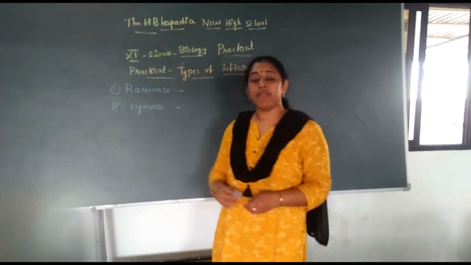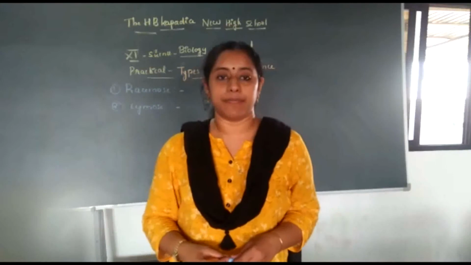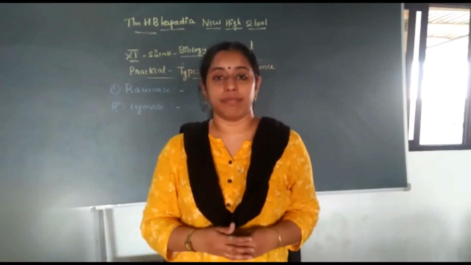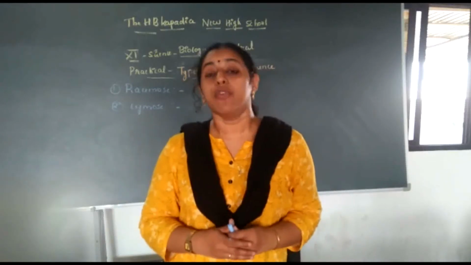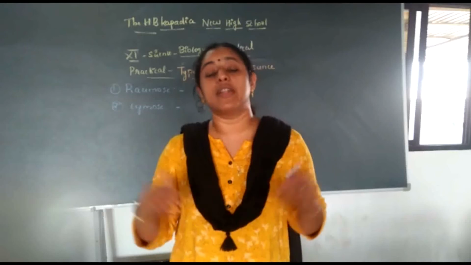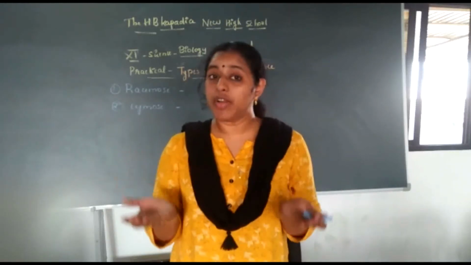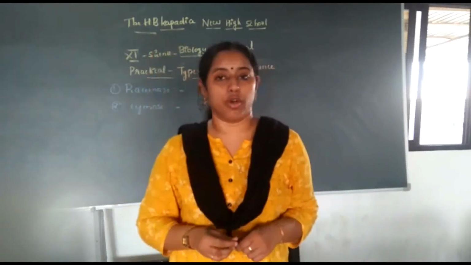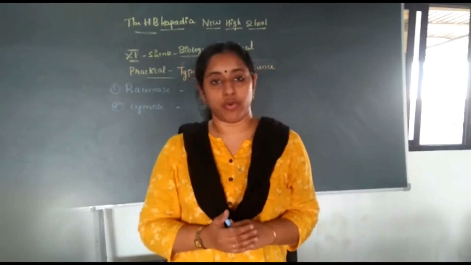In racemose inflorescence, the floral axis is growing continuously. The growth of the inflorescence is unlimited and the flowers are arranged in an acropetal succession. What is the meaning of acropetal succession? They are arranged in a pyramid shape. The bigger flowers are on the base side and the younger flowers are on the top. Such an arrangement is called racemose inflorescence.